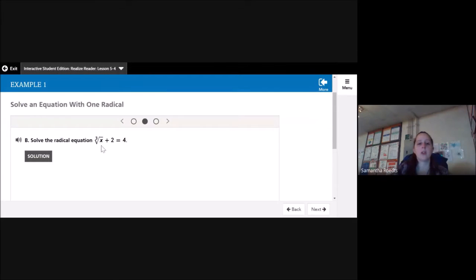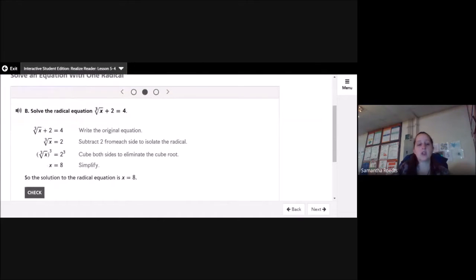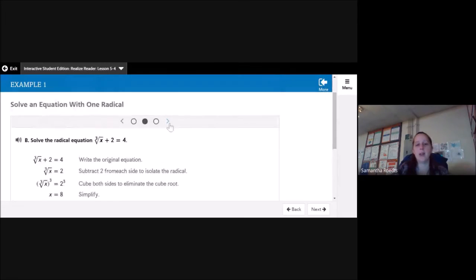Solve the radical equation, the cube root of x plus 2 equals 4. I subtract 2 from both sides, and then because it's a cube root, I cube it, so 2 cubed is 8, so x equals 8. Substitute my answer back into the problem, and it works.